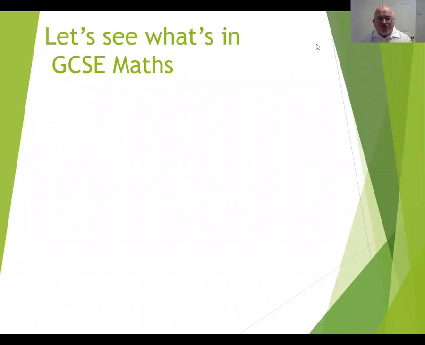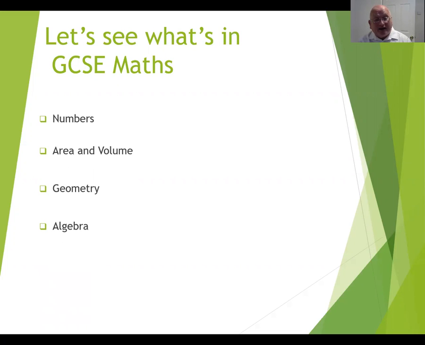So, what do we study if we take on a Maths GCSE course? These are the 5 headings that nearly everything you'll study in Maths GCSE will come under. So, the headings are numbers, area and volume, geometry, algebra, and statistics and probability. I reckon everything you study in Maths GCSE comes more or less under those 5.